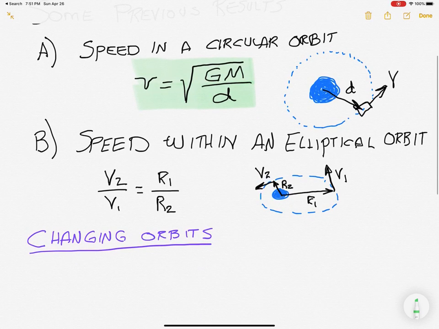The next thing we learned was Kepler's laws. And from Kepler, we learned that this relationship tells us that the closer you are to the massive body, the faster you will be going.